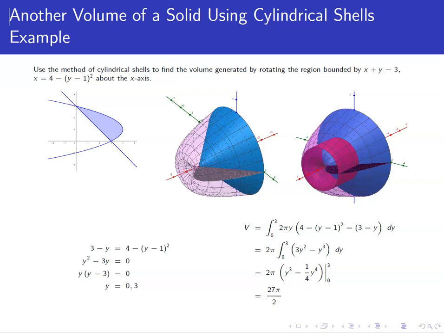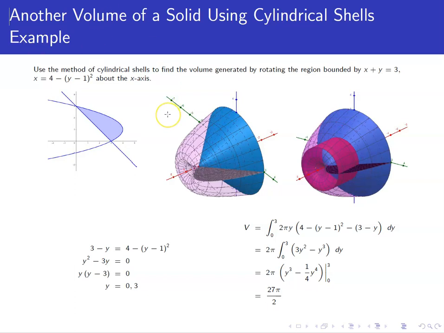In this video, we're looking at another example of finding a volume of a solid using cylindrical shells. So we've got the curves x plus y equals 3 and x equals 4 minus (y minus 1) squared, and we want to go about the x-axis in this case and find the volume of that solid of revolution.